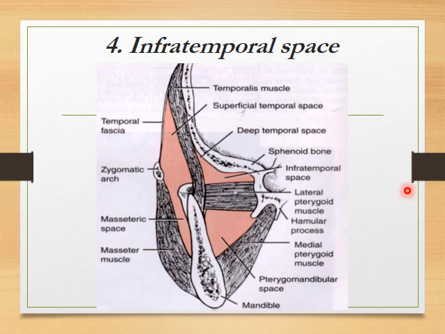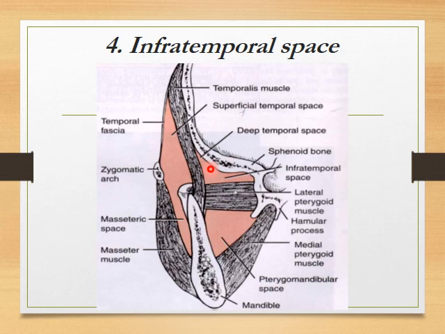The final primary maxillary space is the infratemporal space. This is the infratemporal space. It is located behind the maxilla, or posterior to the maxilla. So when I ask what is the anterior boundary of the infratemporal space, it will be the maxilla. It's medially bounded by the lateral pterygoid plate of the sphenoid bone. Laterally, it is continuous with the deep temporal space.